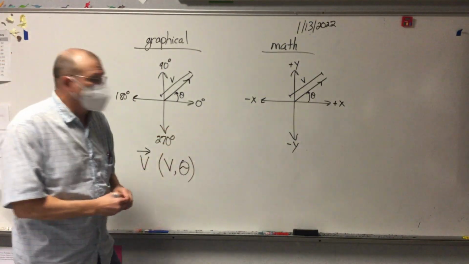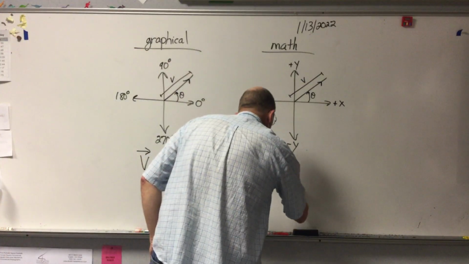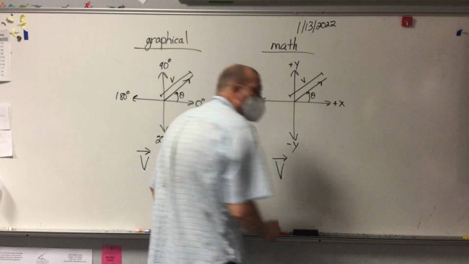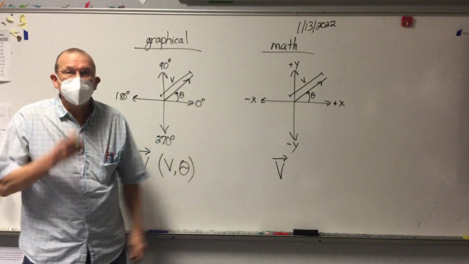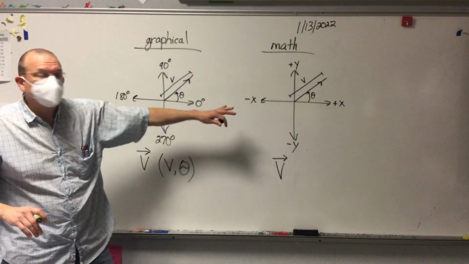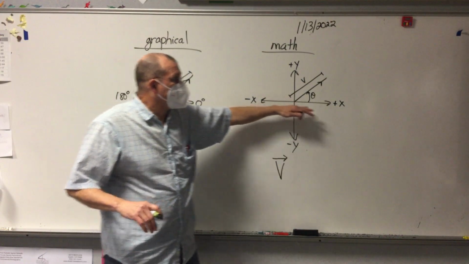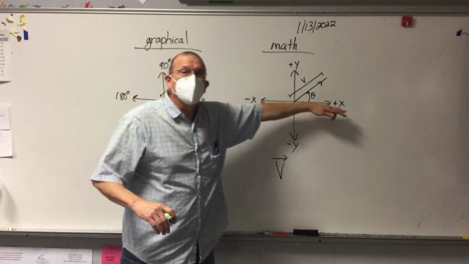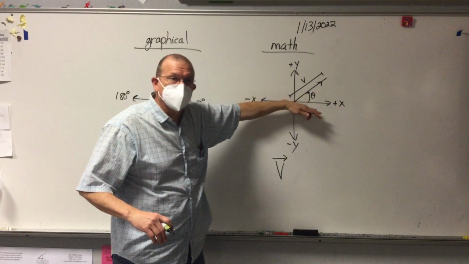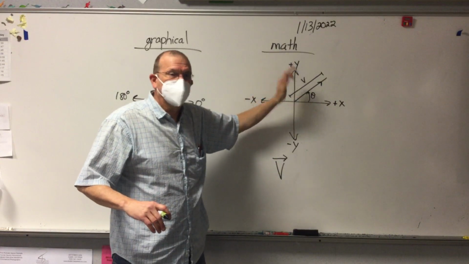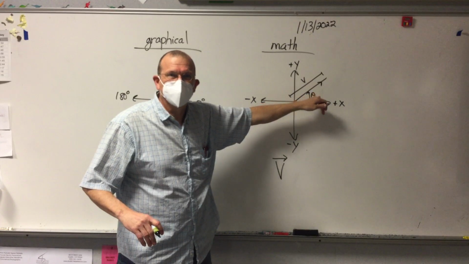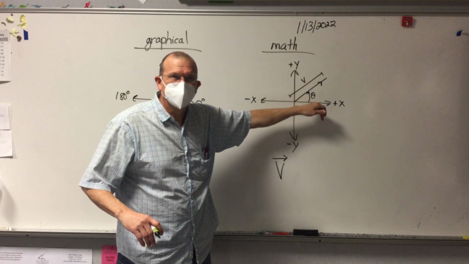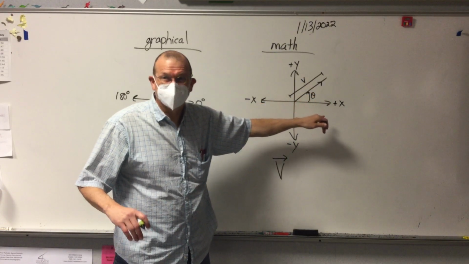But over here, when I am dealing with vectors mathematically, I can only look at them as horizontal and vertical. Is this horizontal or vertical? This is a key question.